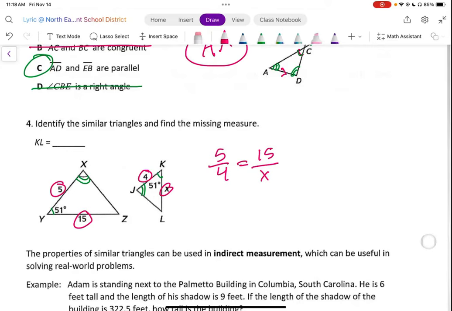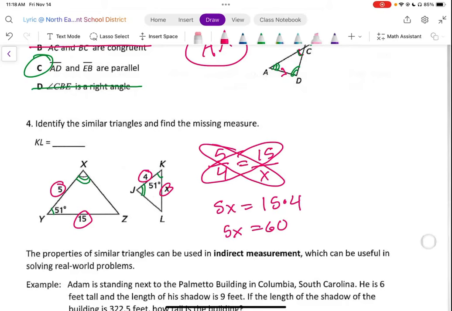So now that we have to solve for a side, we're going to use that cross multiplication. So we have 5x equals 15 times 4, which is 60. So divided by 5, x equals 12, sorry. All right. The angles were enough to tell us that these are similar. The missing measure is 12. Oh, it says find the missing measure. So this side is 12. KL equals 12.